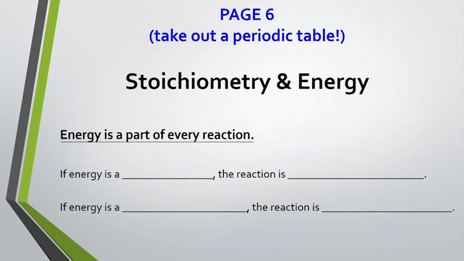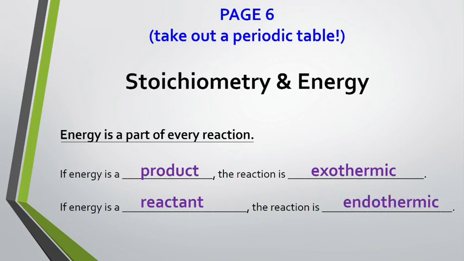So when we talk about energy, if it's in a reaction, if energy is a product, meaning it's being produced, it's coming out of our reaction like the products are being made, then the reaction is exothermic. The energy is leaving, coming out of our chemicals. If the energy is a reactant, then that means it's going into the reaction, into the chemicals of the reaction, which makes that an endothermic reaction.